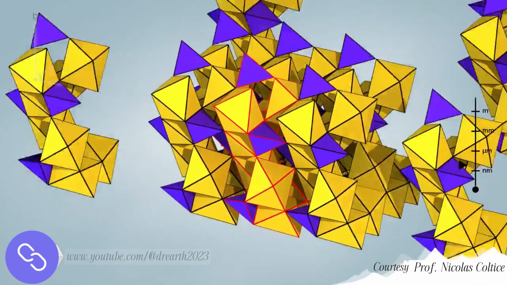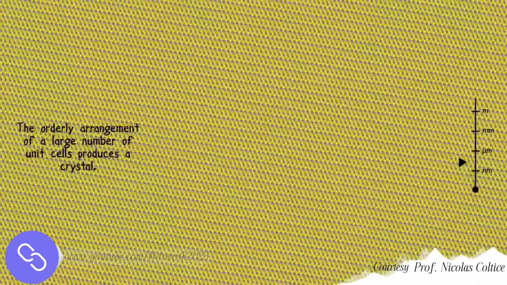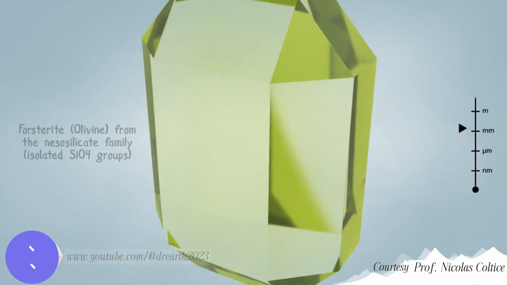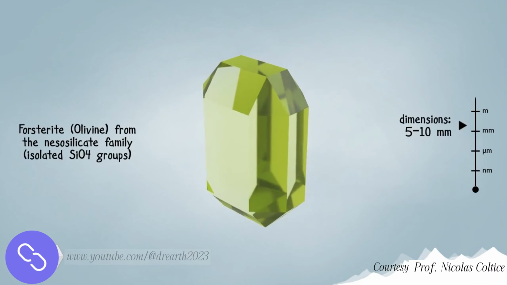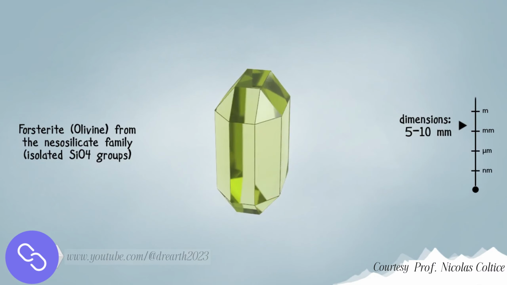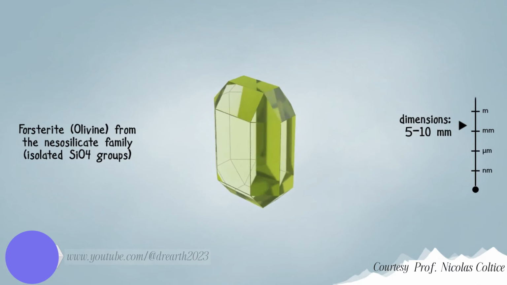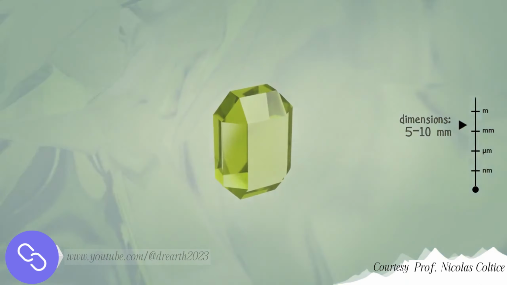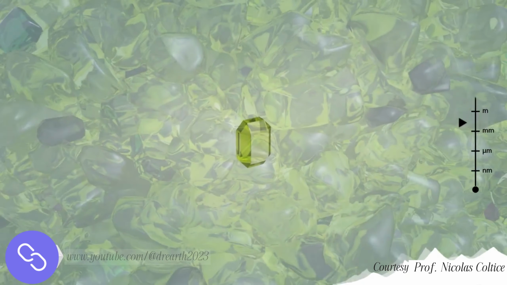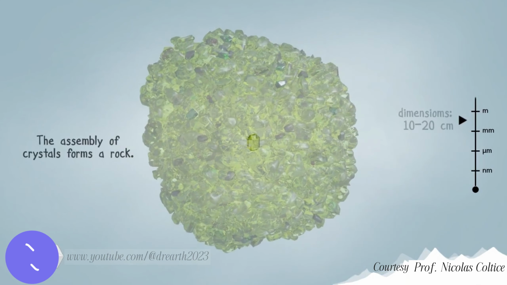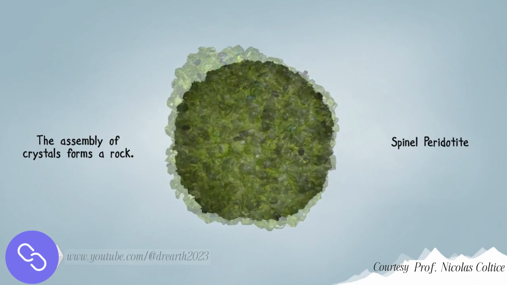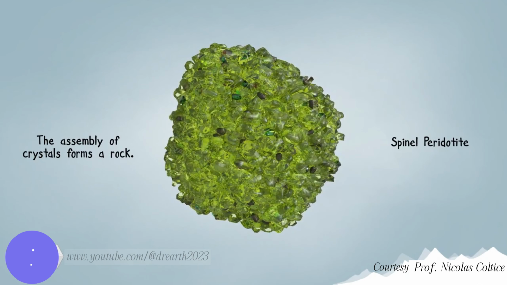So, as you can see in this particular example, all these lattices or cells are organized with a very organized geometry to form crystals or minerals. In this example, as you can see, a beautiful olivine crystal, and the dimension is also given, right? So when this one cell becomes n number of cells, we get this assembly of crystals forming a rock.